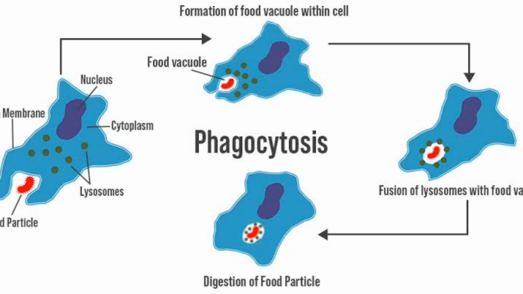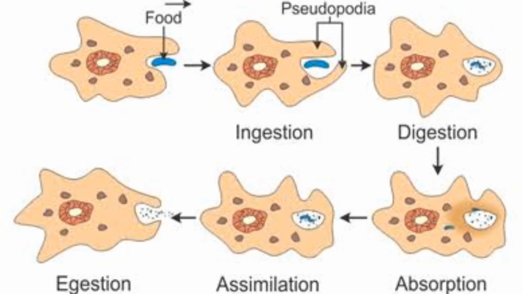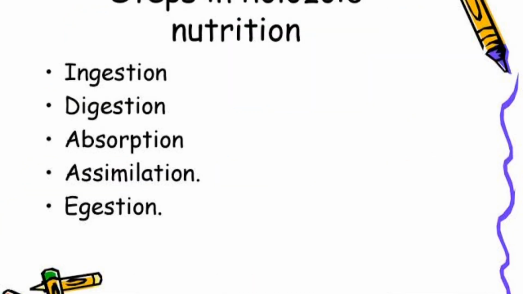We will discuss the mode of nutrition in amoeba. So what is an amoeba? Amoeba is a type of protozoa that can be found in fresh water. How does it feed? It feeds on water-borne tiny plants and animals. Such nutrition done by the amoeba is called holozoic nutrition.